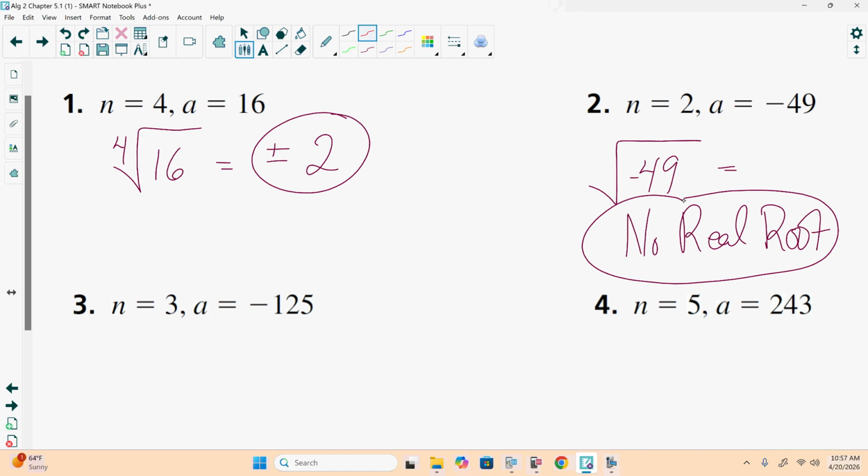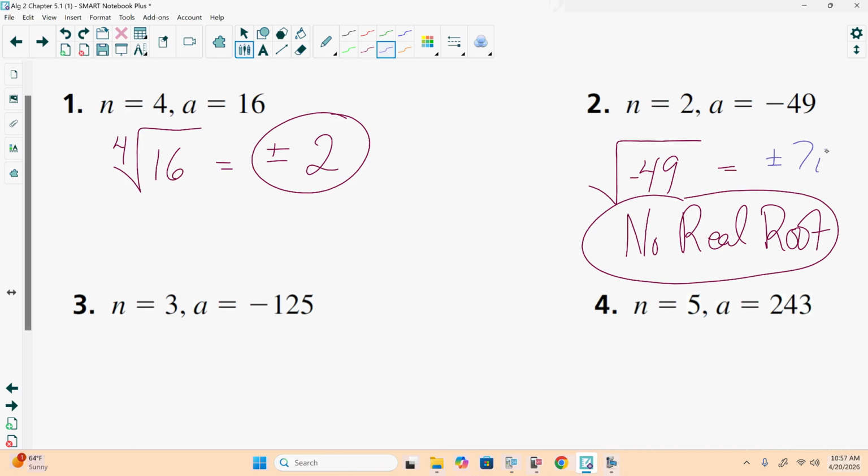Questions on this so far? Yes. So if there's a negative inside the root, we don't need the plus or minus thing? For this one here, no, because it specifically asks for real roots. Now yes, if we were just looking for the actual roots of this, it would be plus or minus 7i.